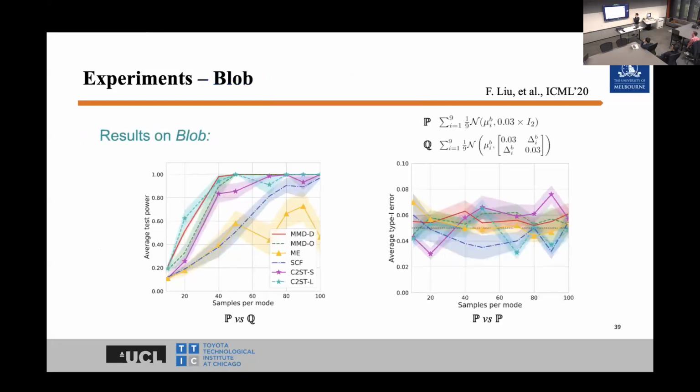This is the result on the blob example, which we have shown previously. In this example, C2ST-L and our MMD-D actually have similar performance, but in the end we are more stable when we have more samples.